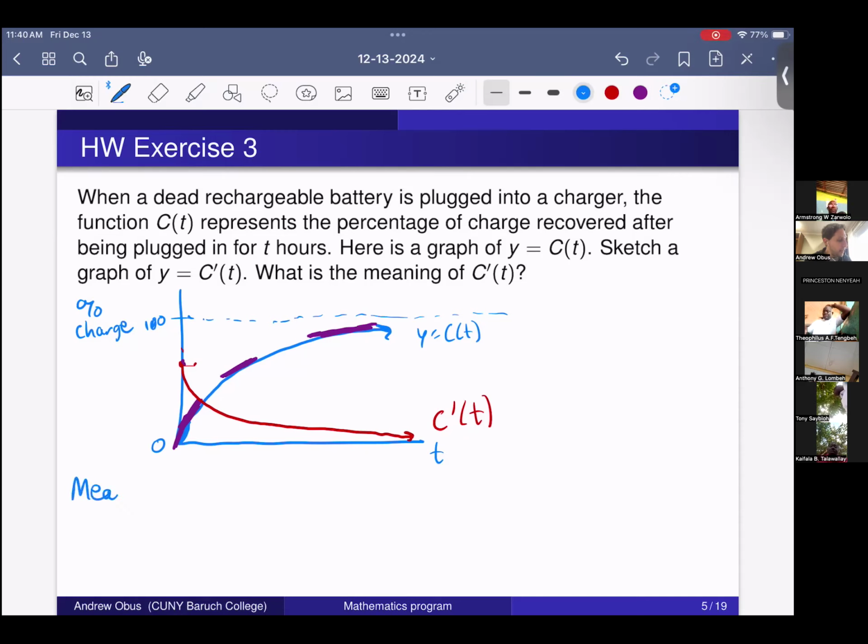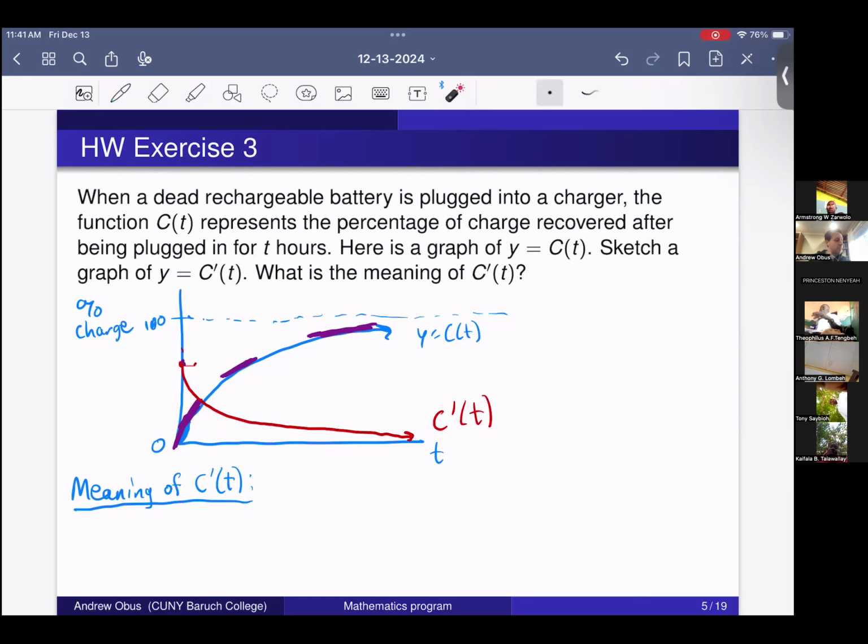Okay, and so what's the meaning of C prime of t? Can anybody tell me in words what the meaning of C prime of t is here? So for this, we have to remember what a derivative means. A derivative solves some problems. It solves the tangent line problem, and it solves the velocity problem. But in general, what a derivative represents always is a rate of change.